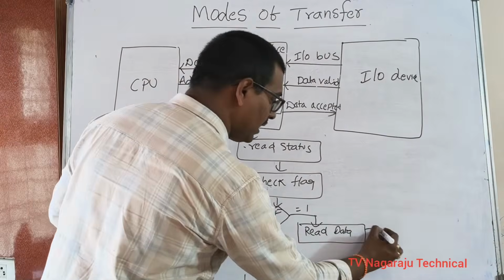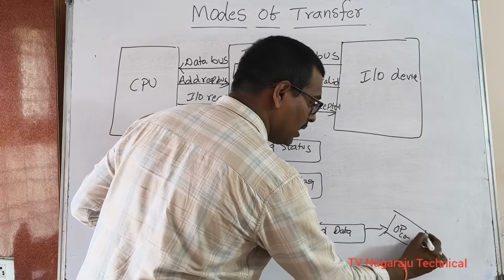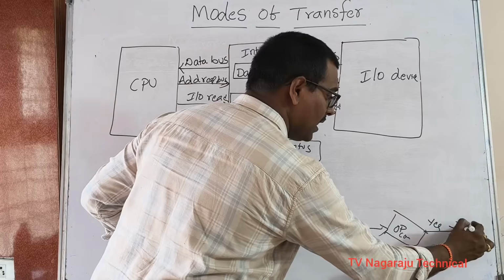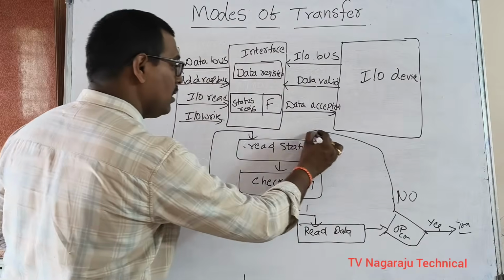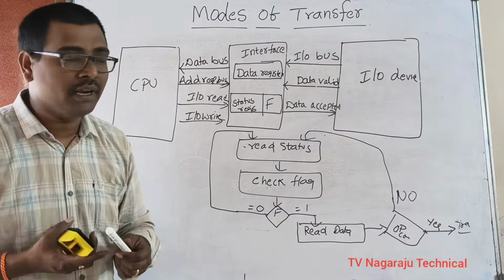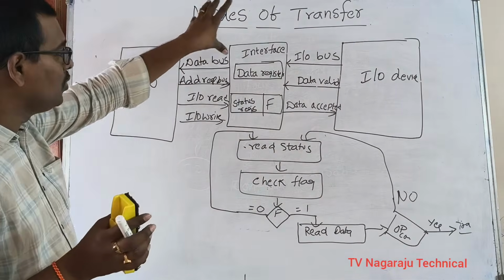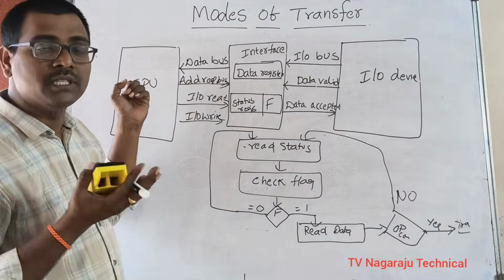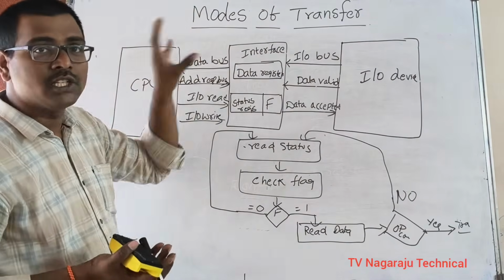After reading the data, it checks whether the operation is completed or not. If the operation is completed, the entire transfer is completed. If the operation is not completed, it again reads the status register. This is the flow of how we transfer the data between two devices. The main thing is that the CPU is continuously involved. Now we understand the disadvantage. Obviously the performance of the CPU is reduced, because instead of doing its own task, it checks the status of the I/O device.